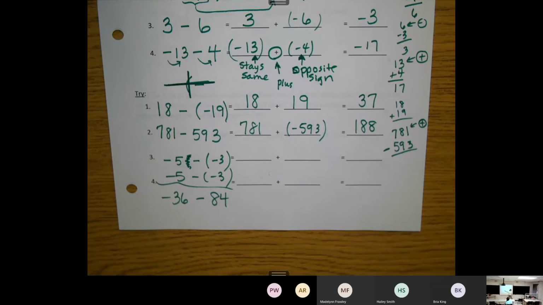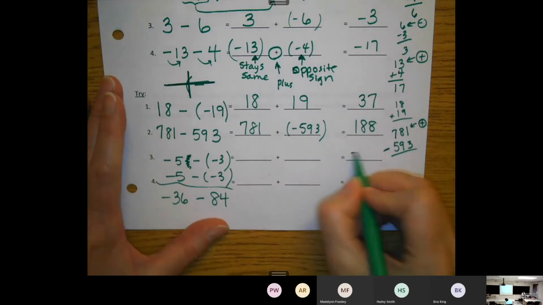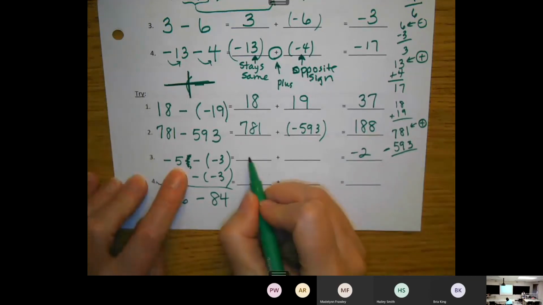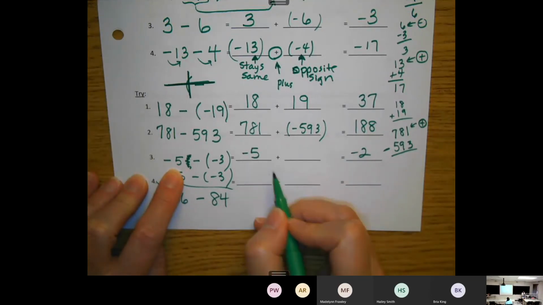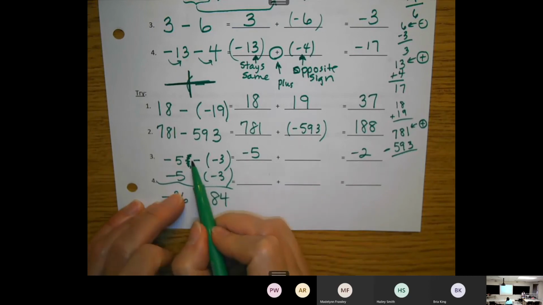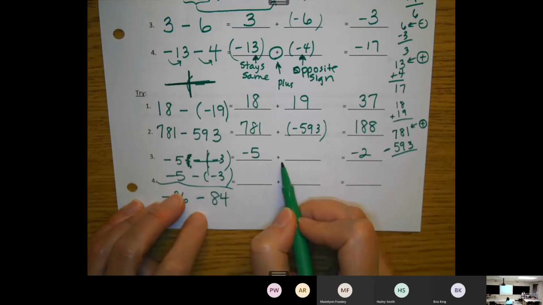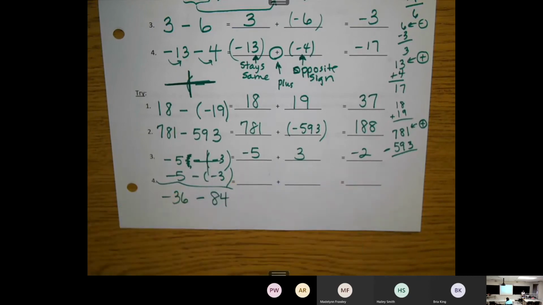So what'd you get from the negative 5 minus the negative 3? Negative 2. Negative 2, great. If we keep the first number as is, that will still be negative 5. And minus negative all comes together to make a plus. So negative 5 plus 3.